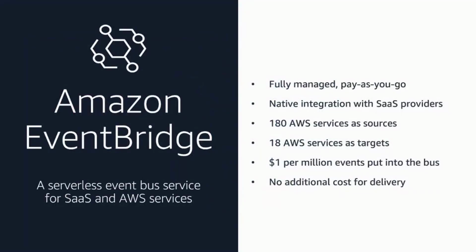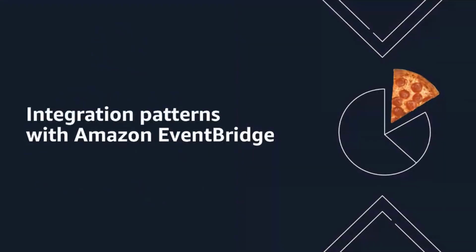EventBridge is a serverless event bus service, which means it meets our 4 previously discussed qualifiers. Some of its notable features are that there's no infrastructure to manage or provision, scaling is handled for you, you only pay for what you use and you don't pay for idle time, you get native integrations with many SaaS providers, traffic travels internally within AWS infrastructure, not on the internet. It also integrates with over 180 AWS services as event sources and 18 services as targets. And the cost of EventBridge is $1 per million events, and there's no charge for events sourced from AWS services, and there's no additional cost for delivery.